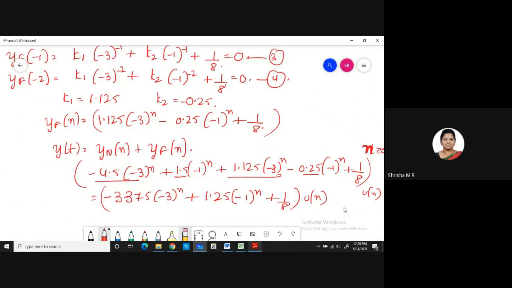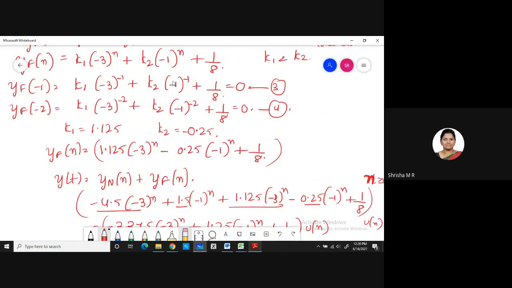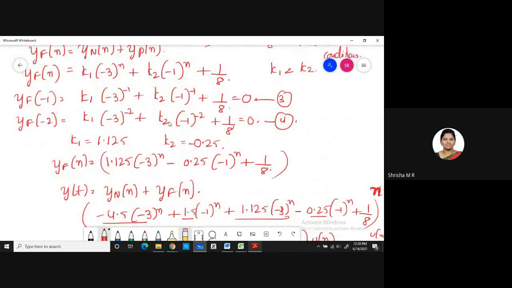Ma'am, in this K1, how do we get 9 by 8, ma'am? 1.125. You have to solve equations 3 and 4. Okay, solve this equation and find out. You can do that in the calculator.